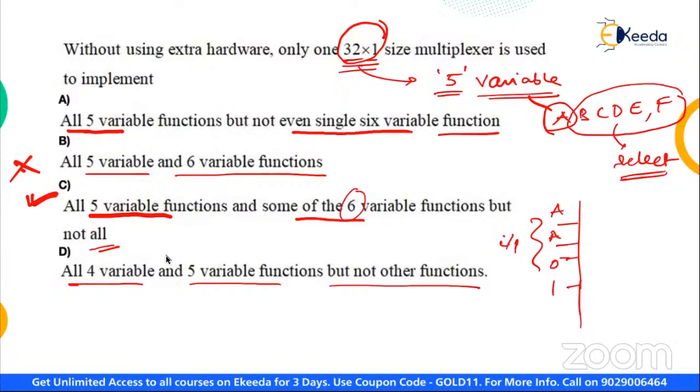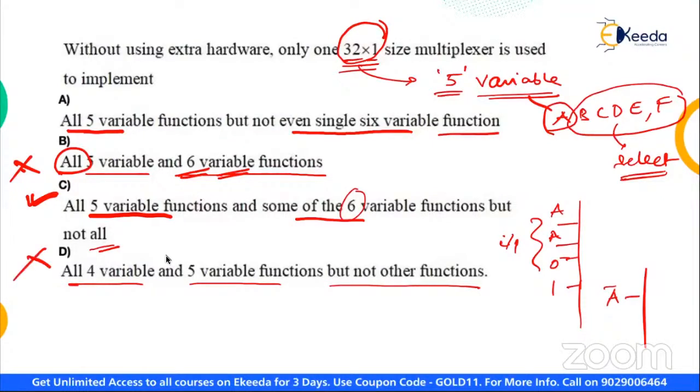But again, this is not valid for all 6 variable functions. Some or the other time will come when you will require A bar, and to implement A bar you require a NOT. Okay, that's the reason why only option C makes sense. Option B is incorrect because it says that all 6 variables can be implemented. No, guys, it is not possible. So option C makes sense amongst all.